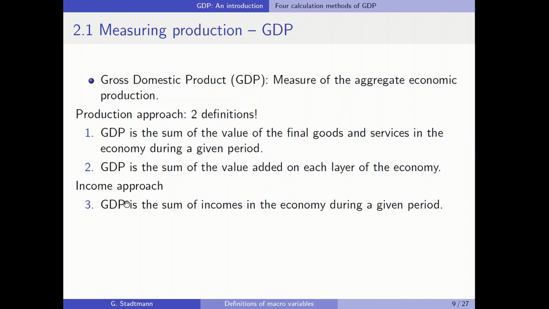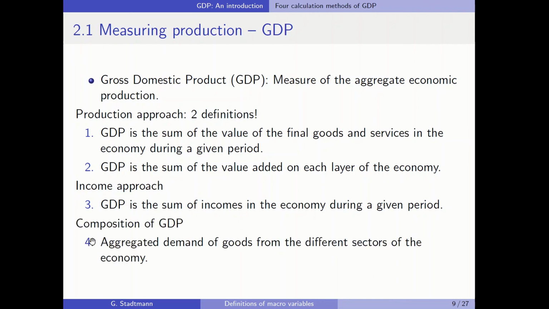Let's have a look at the income approach. GDP is also the sum of incomes in the economy received during a given period. And the last definition is the consumption method, like aggregate demand for goods from the different sectors of the economy. So overall, there are 4 methods which can be used to calculate the GDP or to split up the GDP.